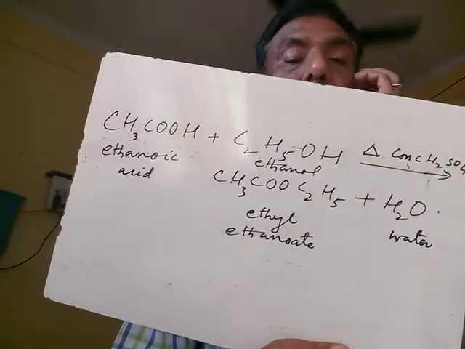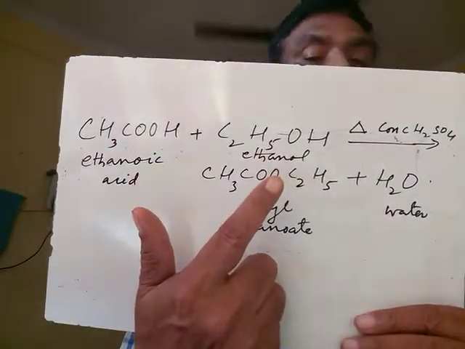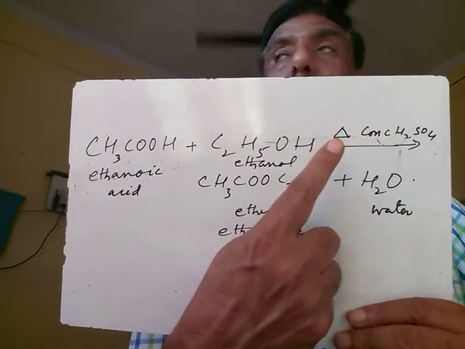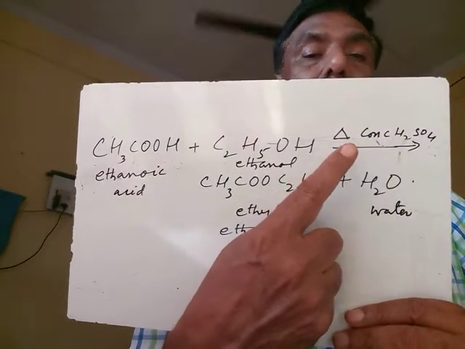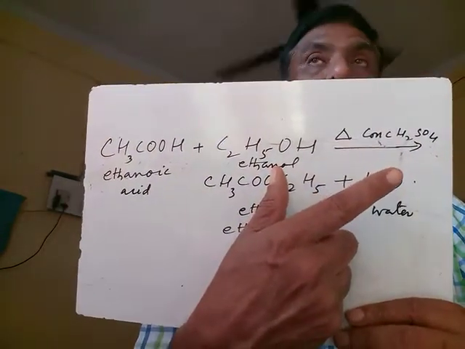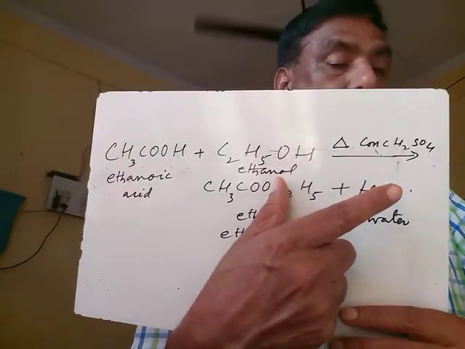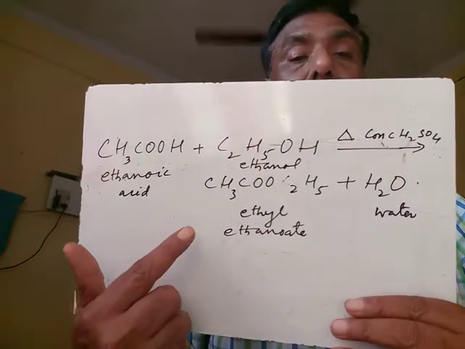I'm going to show you. Now see how alcohol reacts with acetic acid to form ethyl ethanoate and water in presence of concentrated sulfuric acid. This is ethanoic acid, this is ethanol, and it is heated. Look at delta, this triangle means heating. In the presence of concentrated sulfuric acid, meaning two or three drops of concentrated acid are dropped into the mixture, it is heated.